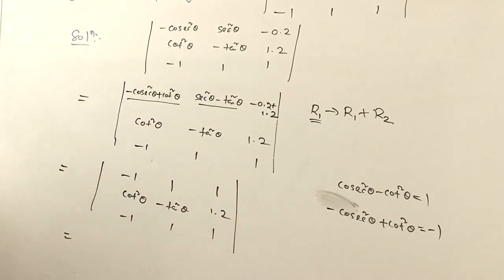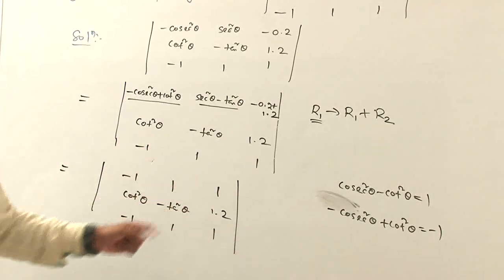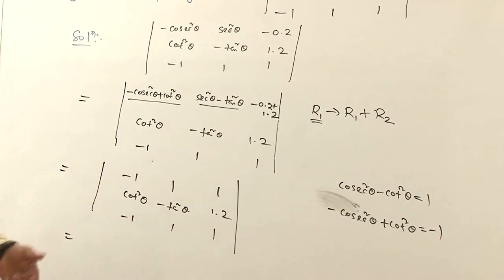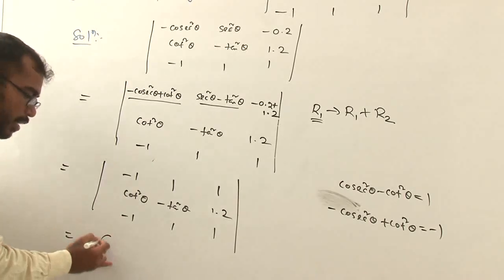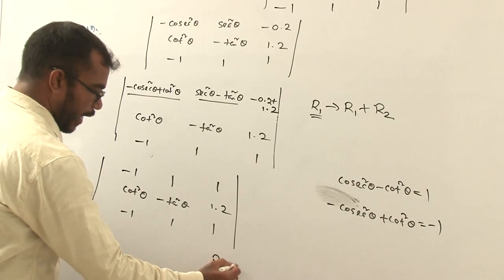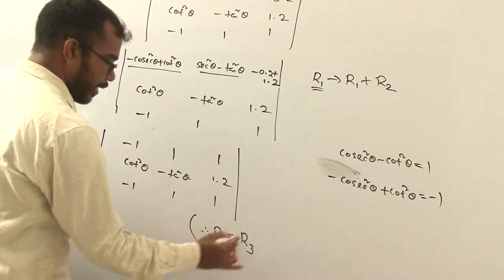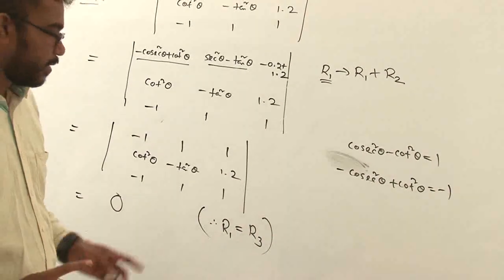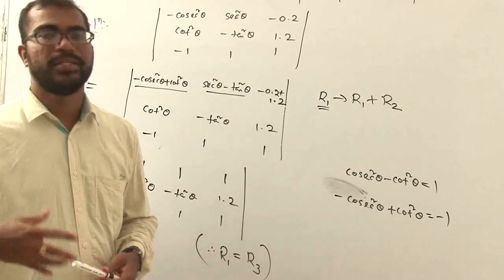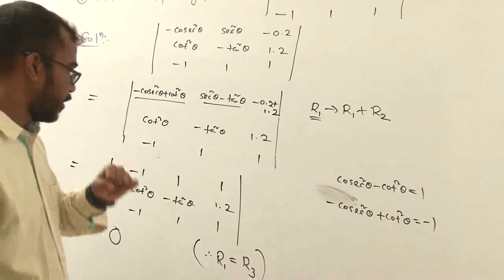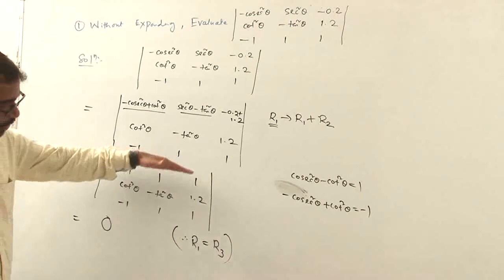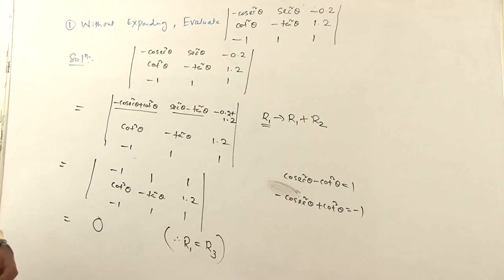As you see, in this determinant the first row and third row are the same. So you can write that R1 is equal to R3 according to property number 3. If two rows or two columns are identical, then the determinant is 0. So applying the above properties, we get the result 0.